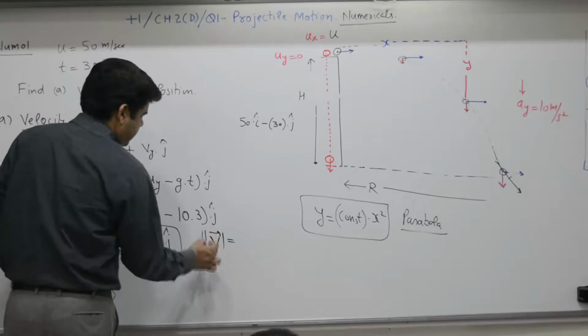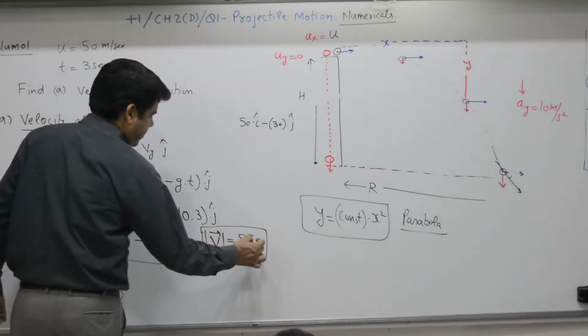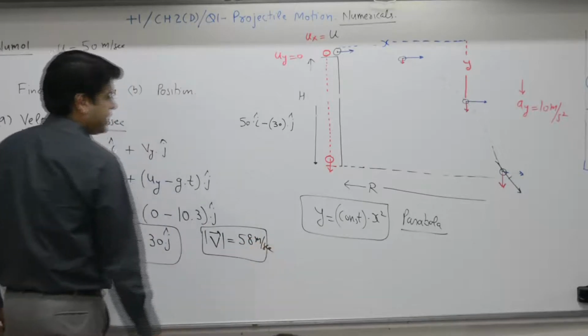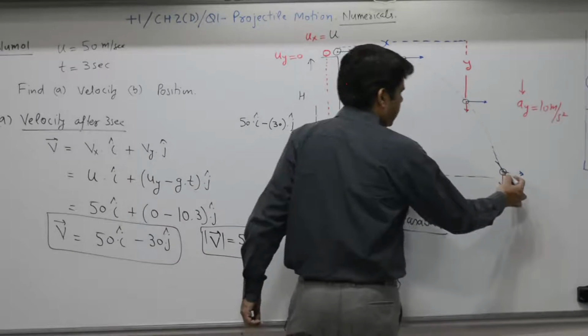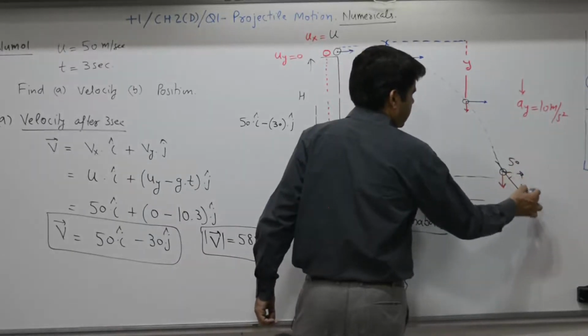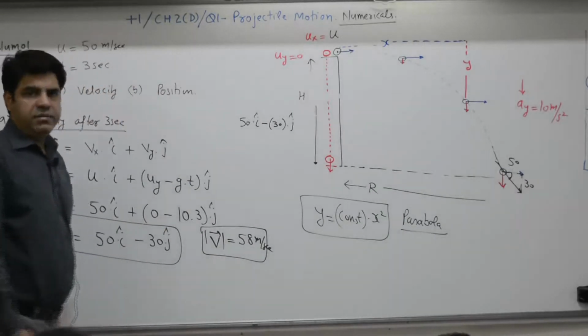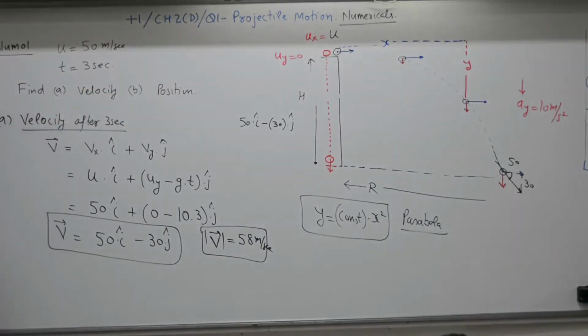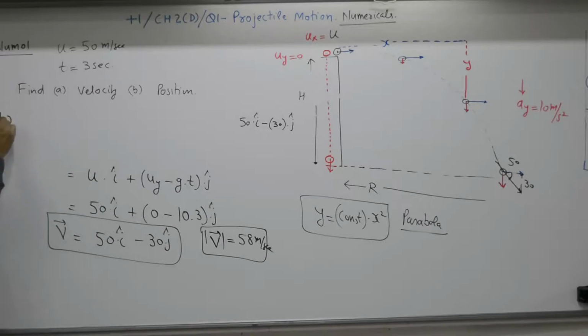Yes. Check the box, the answer is 58 meter per second. And this angle, yes, this horizontal component is 50, vertical component is 30, tangent theta is equal to 30 by 50. You can write the angle also with the horizontal and with the vertical. Velocity after 3 seconds. Position, B part.